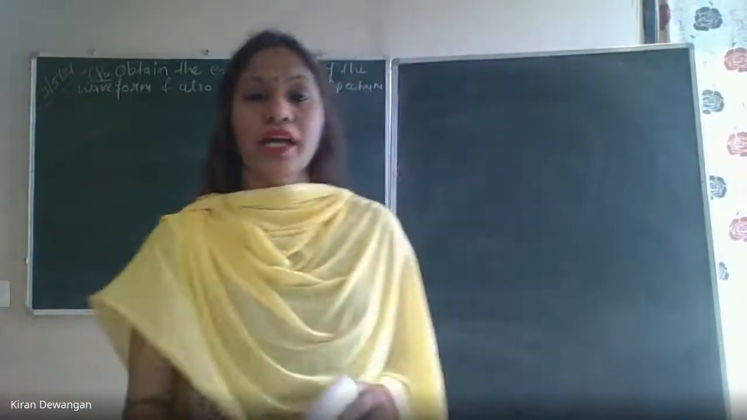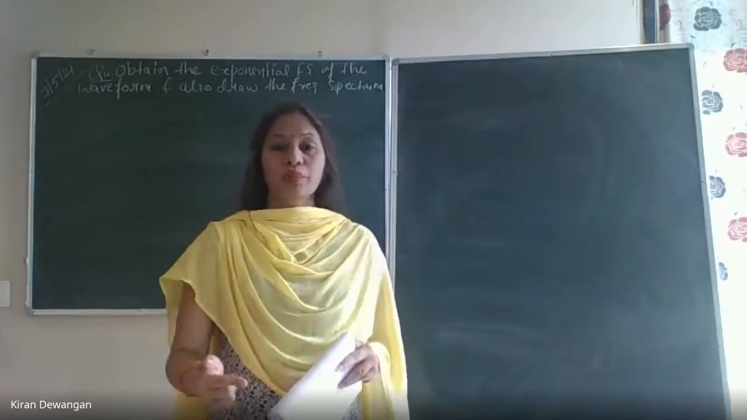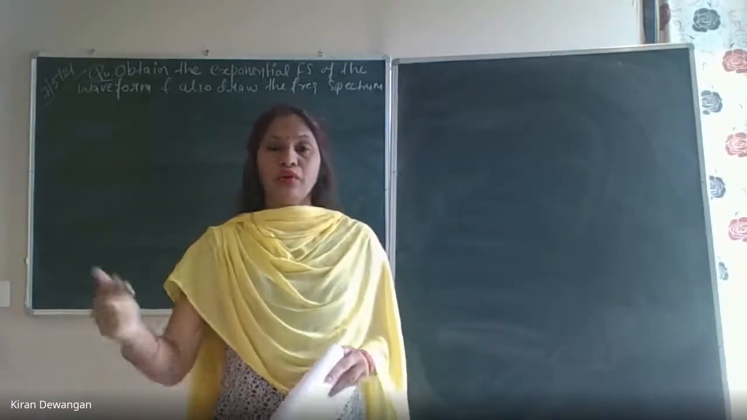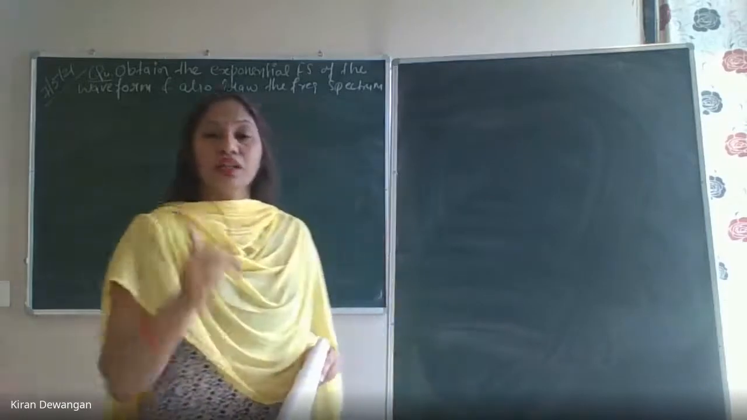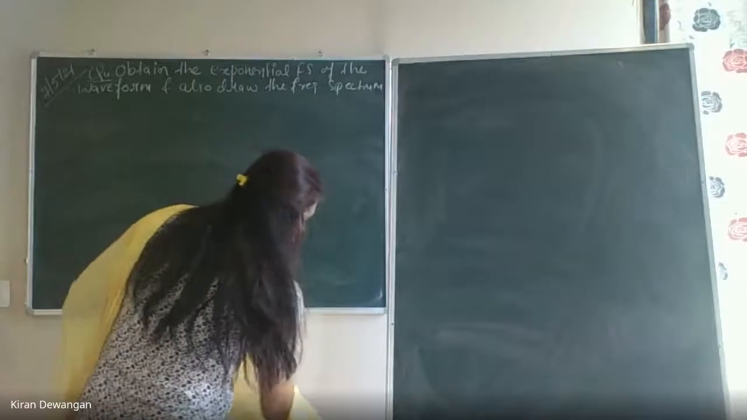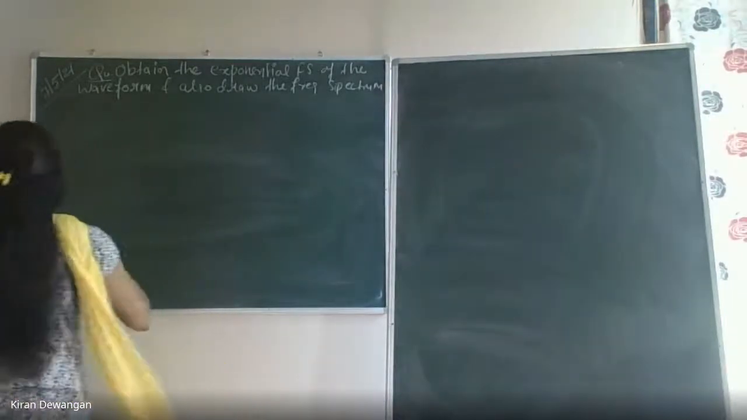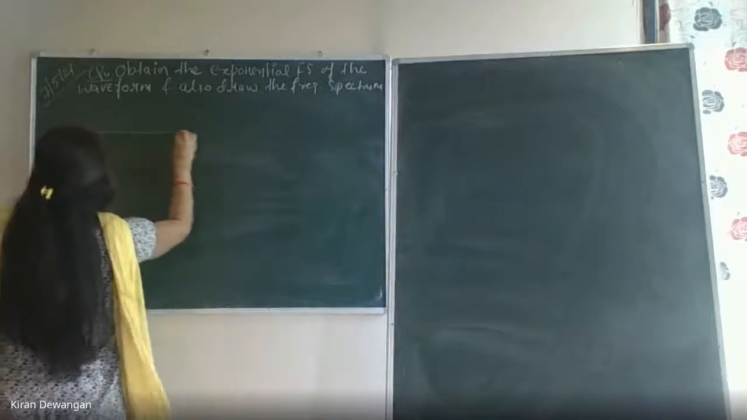Okay, now we call it the frequency spectrum because both the plots, that is the amplitude plot as well as the phase plot, are plotted versus frequency. That is the only reason we call it the frequency spectrum also. So we'll be plotting the frequency spectrum, and the waveform given is as follows.